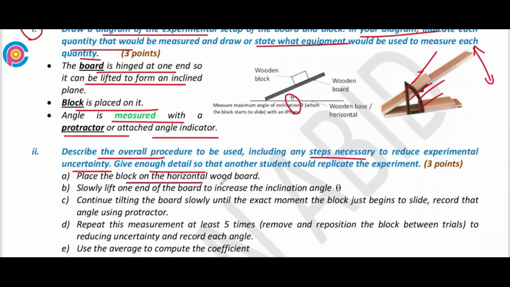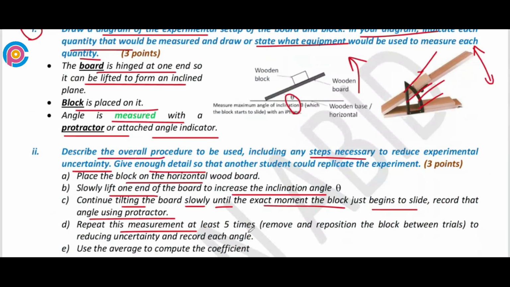We have to place the block on a horizontal wood board. Slowly lift one end of the board, increasing the inclination angle theta. As you can see, we have to lift it in the upward direction. Continue tilting the board slowly until the exact moment the block just begins to slide. At that moment, we have to measure the angle. We record the angle with the protractor. So the moment the block just slides, that is the angle we have.